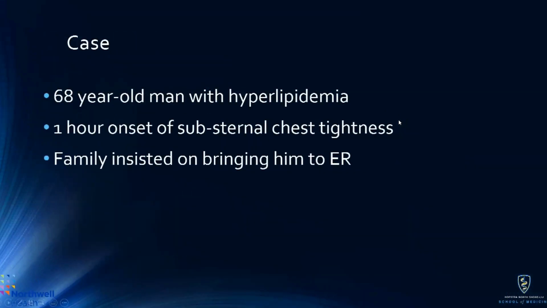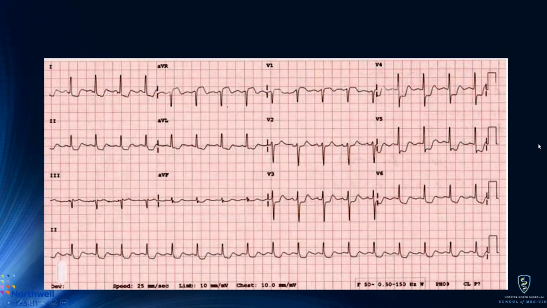So I want to start with a case. I think it's important to discuss shock and how we manage shock and devices in shock by looking at different cases that we do. A 68-year-old gentleman with hyperlipidemia presented with 1 hour onset of substernal chest tightness. His family insisted on bringing him to the ER. He refused. He thought he was just having some indigestion. His EKG upon arriving to the ER was this.